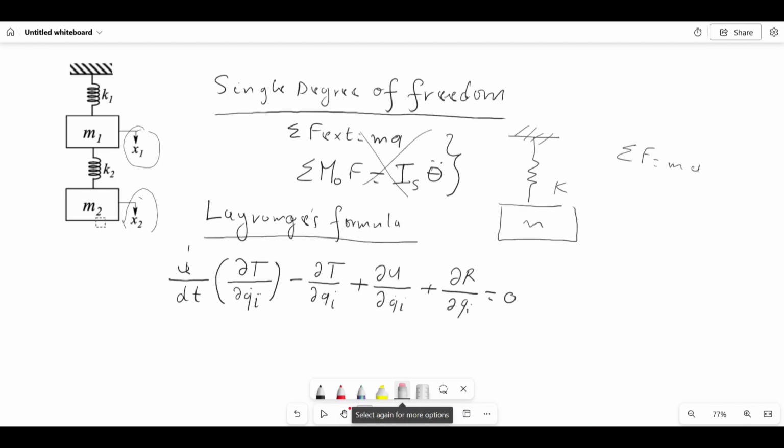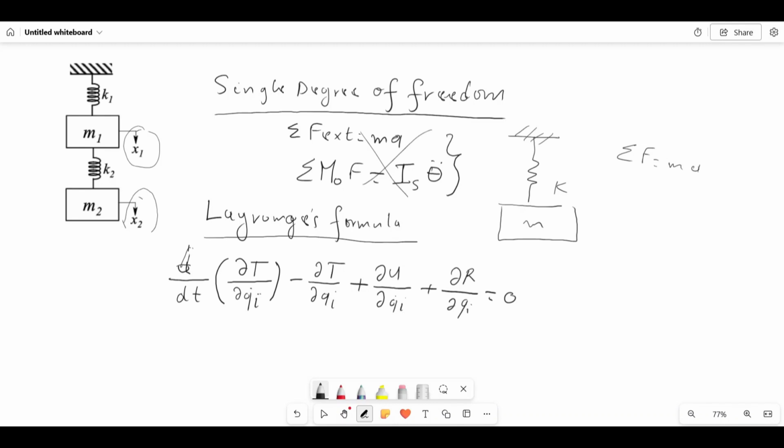Now, what is happening here? How do you apply this formula? Like I said, the number of masses that you see in your problem tells you how many systems you have. Now, you have to identify how many masses you have. You've got two, m1 and m2. Now you have to solve for the differential equation of this system using Lagrange's.